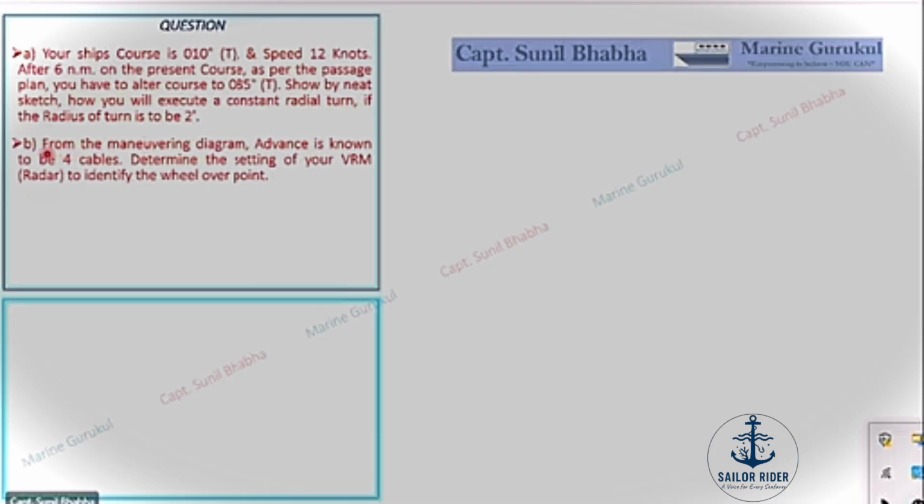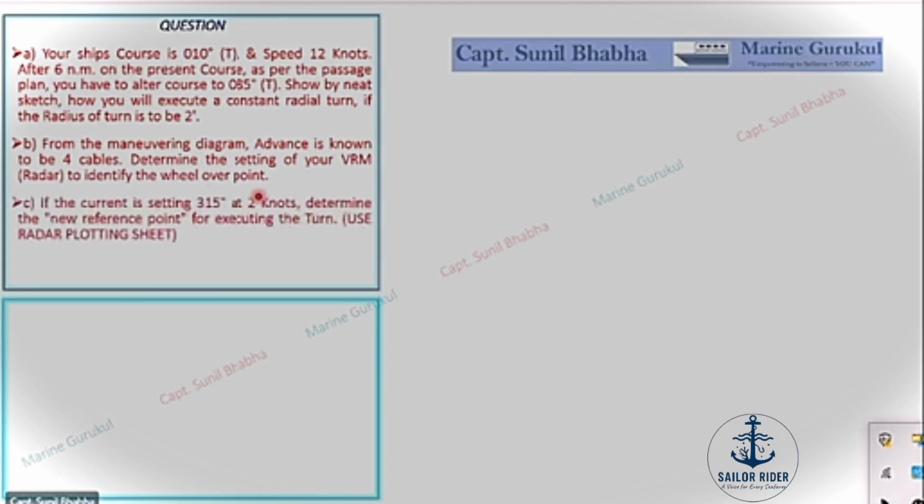Now part B of the question says, from the maneuvering diagram, advance is known to be 4 cables. Determine the setting of your VRM, that is the radar VRM, to identify the wheel over point. And the third part C of the question says, if the current is setting 315 degrees at a rate of 2 knots, determine the new reference point for executing the turn. And they have mentioned along with the question, use the radar plotting sheet.